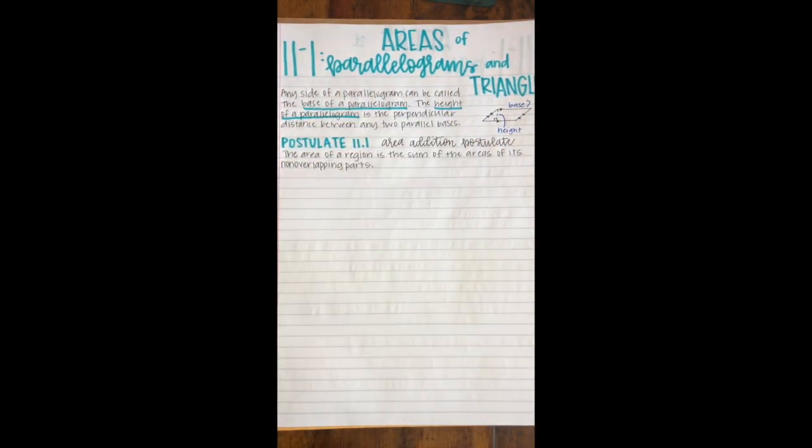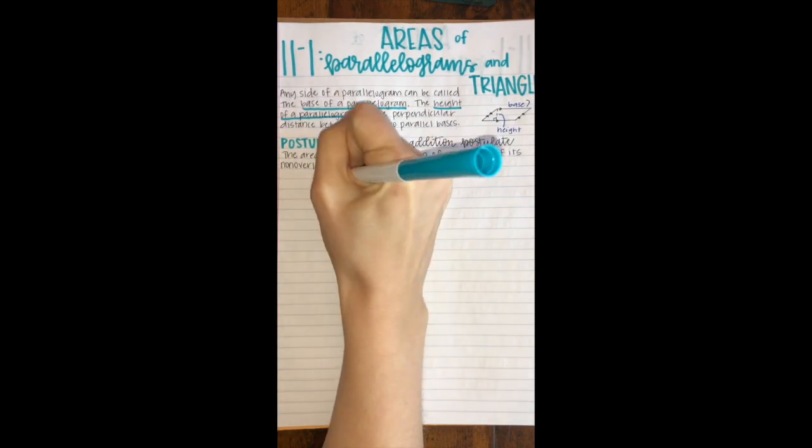So our first postulate for chapter 11 is postulate 11.1, the area addition postulate, and it states that the area of a region is the sum of the areas of its non-overlapping parts. So if you can add up the areas together, that would give you the area of the total shape.